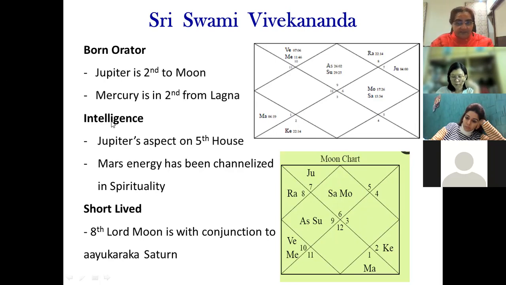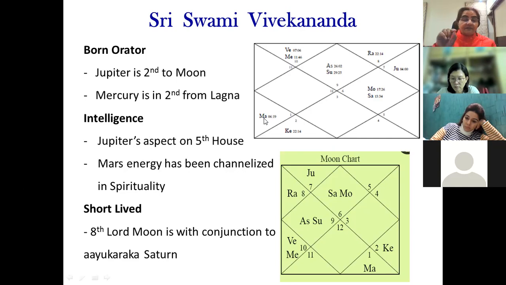Now, intelligence. For intelligence, we have to check the fifth house. Now, Jupiter's aspect on the fifth house. Jupiter, the Lagna Lord, is aspecting the fifth house. So, Jupiter is the planet of intelligence. Now, Mars is already there. Mars energy has been channelized in spirituality.